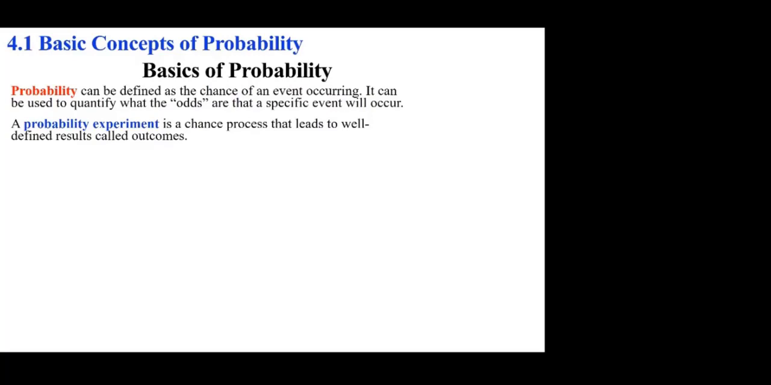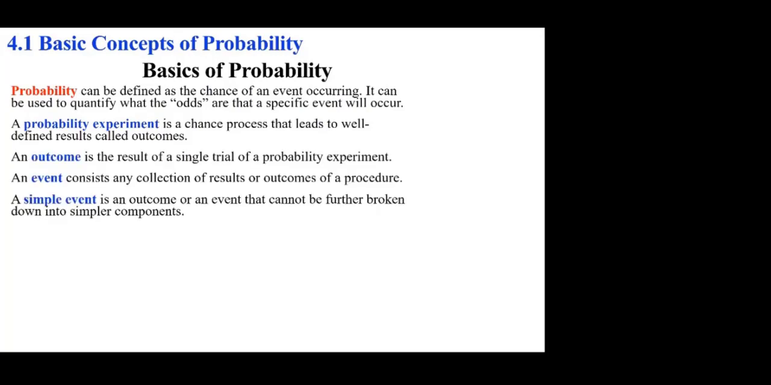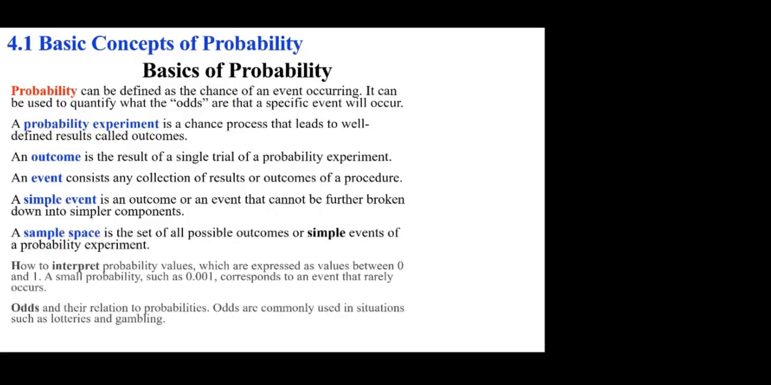A probability experiment is a chance process that leads to well-defined results called outcomes. An outcome is the result of a single trial of a probability experiment. An event consists of any collection of results or outcomes of a procedure. A simple event is an outcome or an event that cannot be further broken down into simpler components. A sample space is a set of all possible outcomes or simple events of a probability experiment. How to interpret probability values, which are expressed as values between 0 and 1.